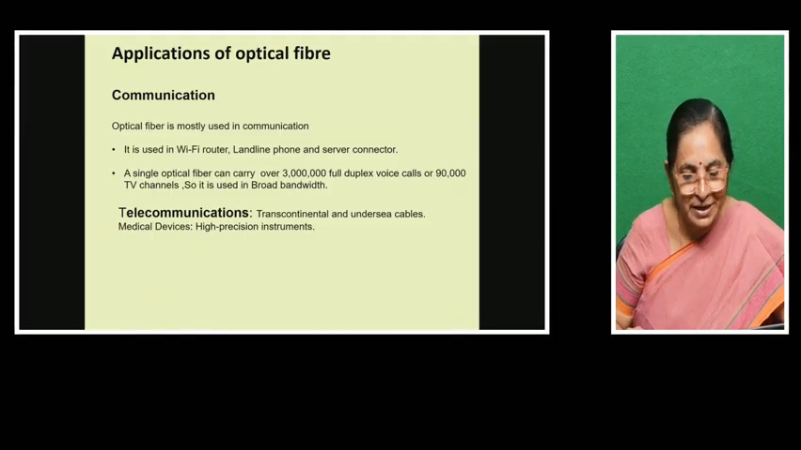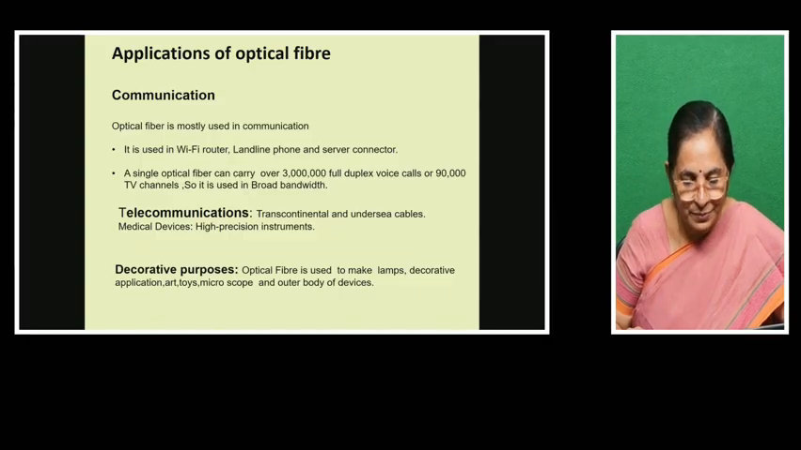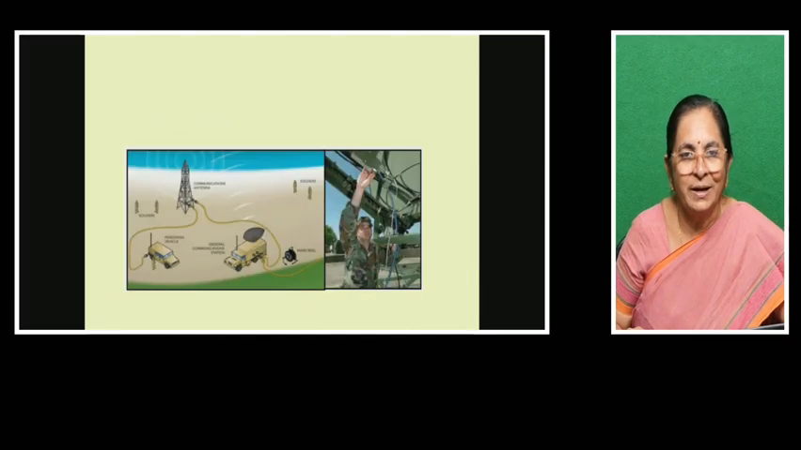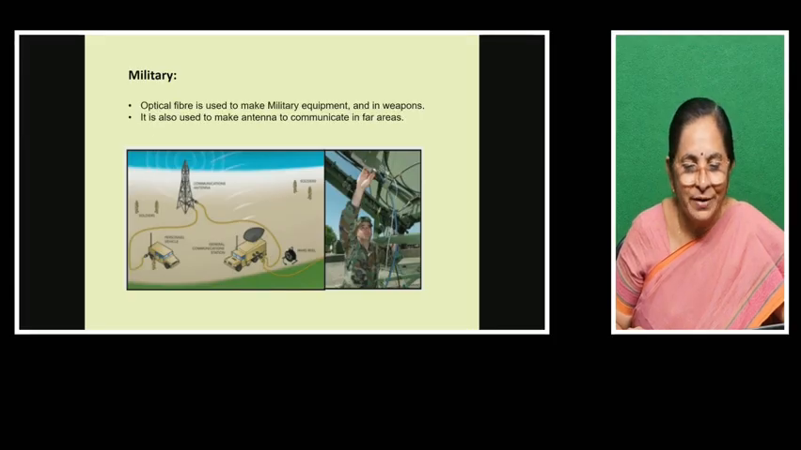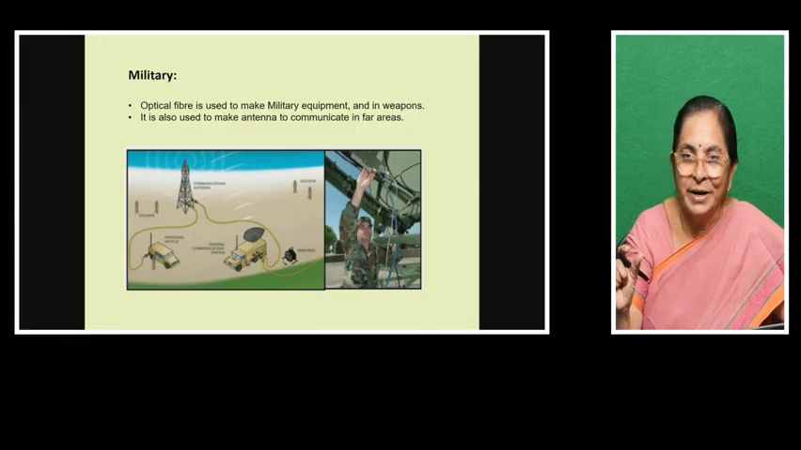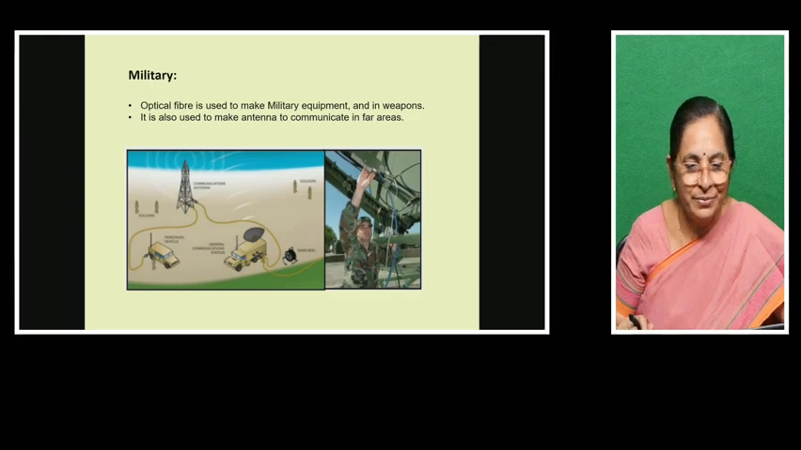They are also used in medical devices and high precision instruments, and for decorative purposes also, in toys and decorative lamps. In military purposes, optical fiber is used to make military equipment, and in weapons also for sending the signal and detonating through optical fiber only. It is used to make antennas to communicate with faraway areas.